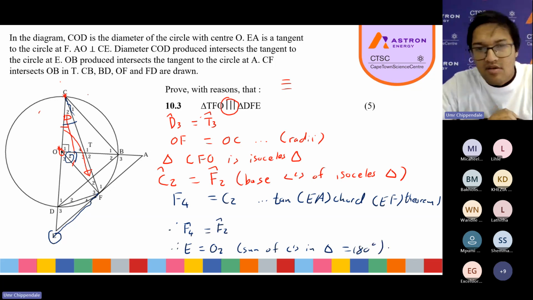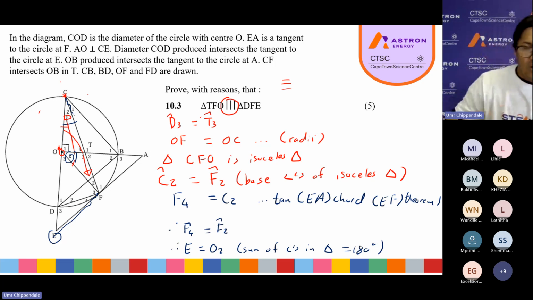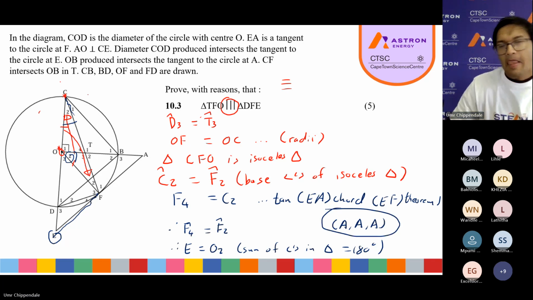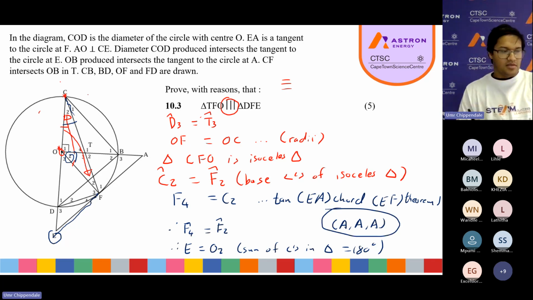Right now, remember, we want to show that these are similar to each other. And what did we use? We used the version of angle, angle, angle. Right, and that's how I can show those are similar to each other.